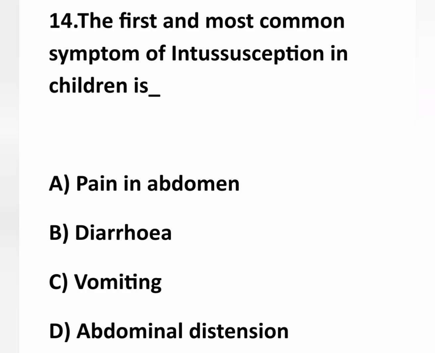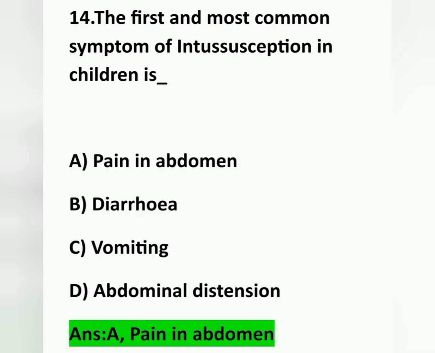The first and most common symptom of intussusception in children is. Options are: option A pain in abdomen, option B diarrhea, option C vomiting, option D abdominal distension. Correct answer is option A, pain in abdomen. Intussusception is the telescoping of the intestine, so here pain is the first and most common symptom.